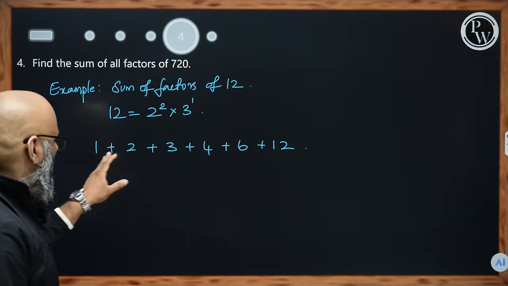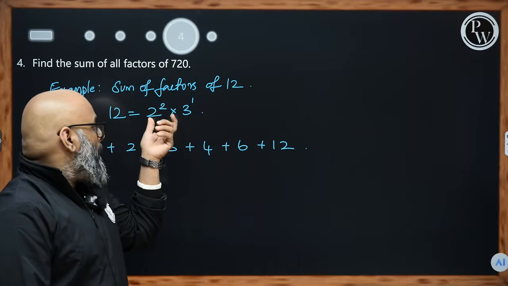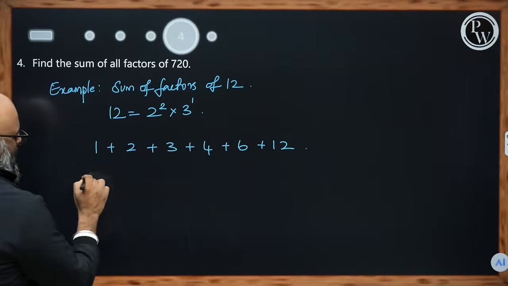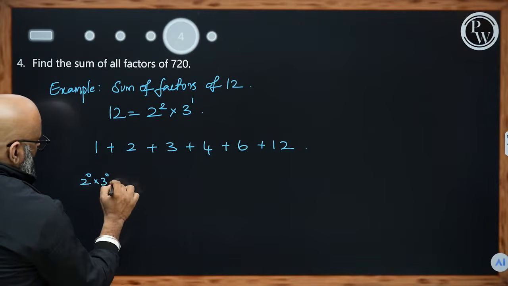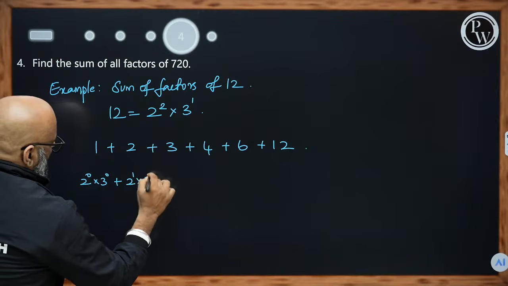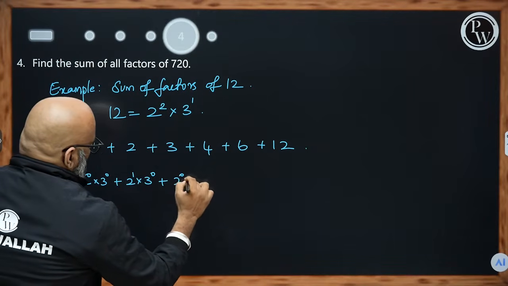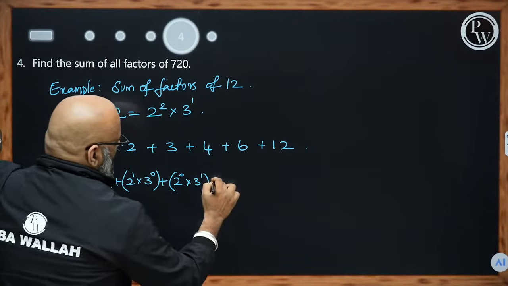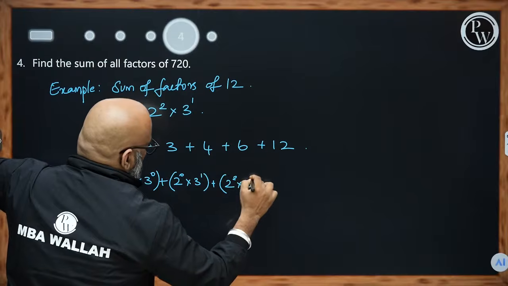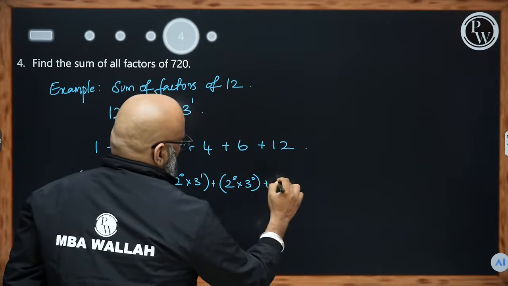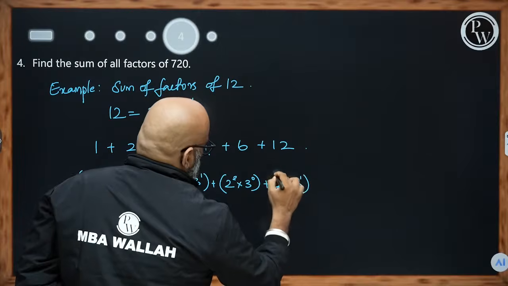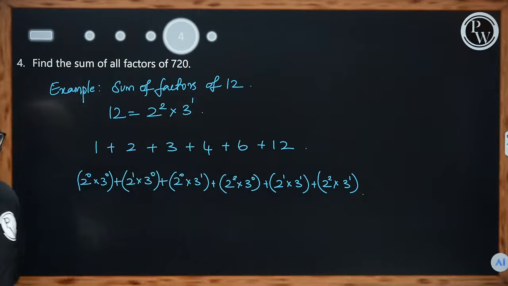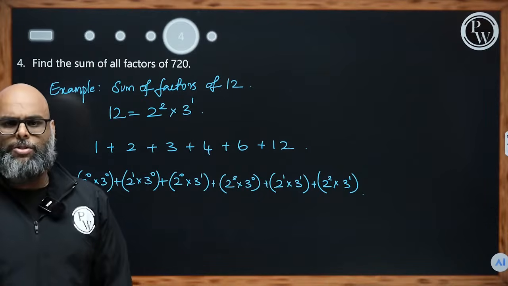Now we know that all these numbers can be written in some powers of 2s and 3s. How do we write it? 1 can be written as 2 power 0 into 3 power 0, plus 2 power 1 into 3 power 0, plus 2 power 0 into 3 power 1. I'll put them in brackets so that we don't get confused. Plus 2 square into 3 power 0, plus 2 power 1 into 3 power 1, plus 2 square into 3 power 1. Right? I've written all of them in powers of 2s and 3s.